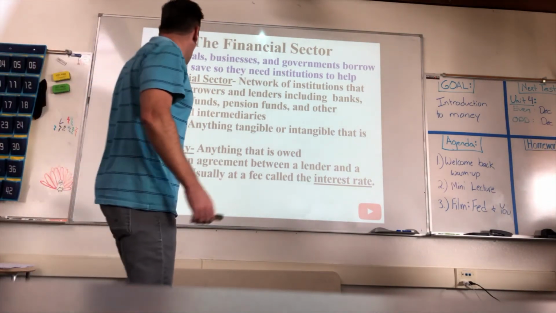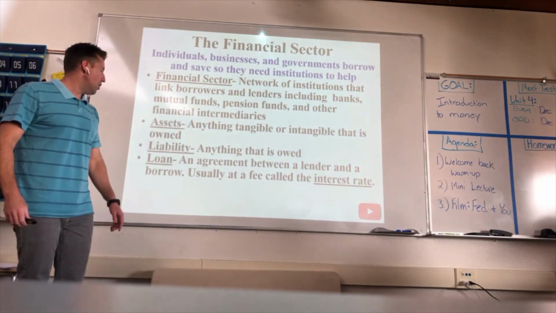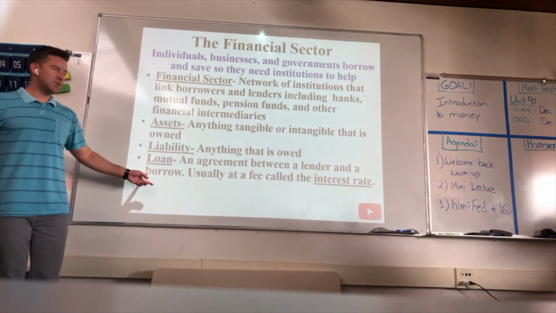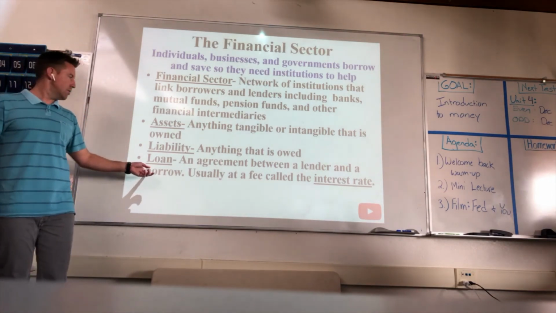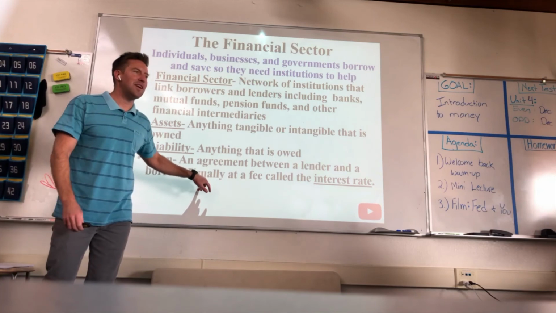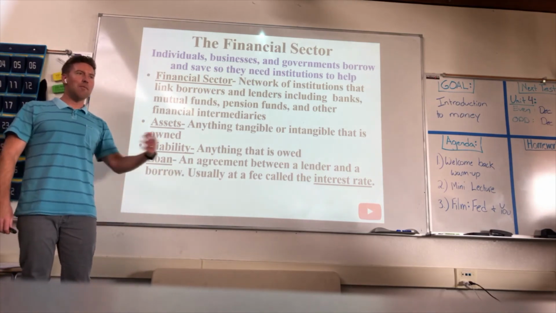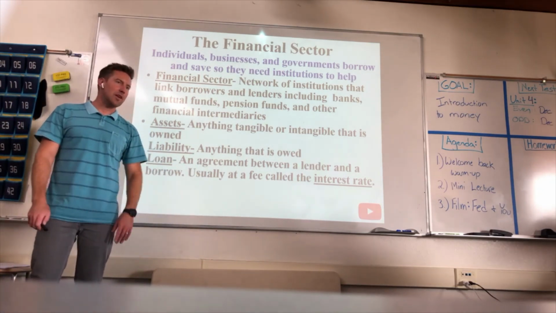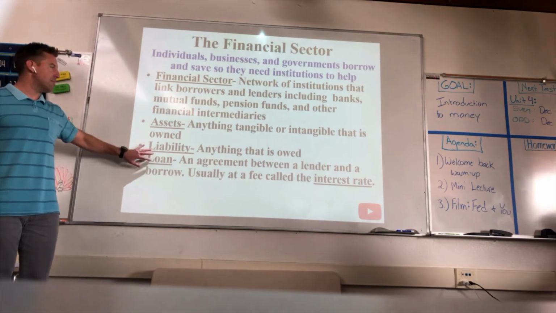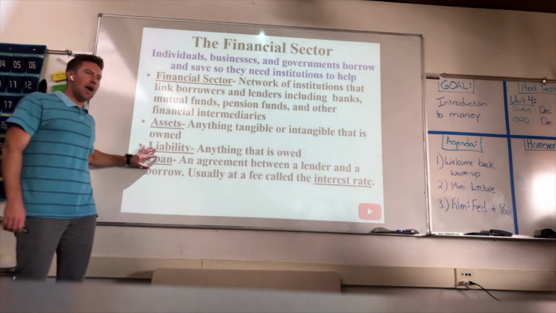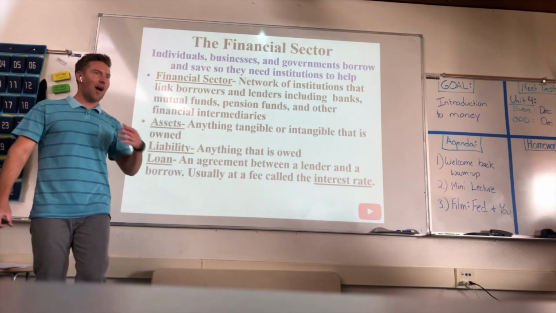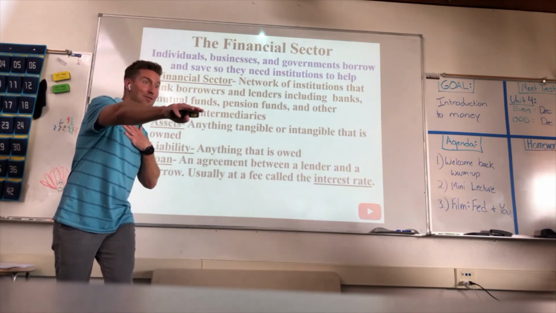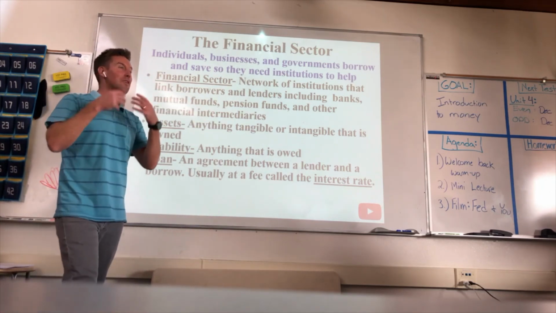Loans are an agreement between a lender and a borrower. Just pretend I wrote borrower here, not borrow. It's usually at a fee called an interest rate. So if I'm a bank and I make a loan to Lindsay, Lindsay's about to go to college. She's got to take out about 40 grand for that first year at 5%. Yikes! I'm feeling good about loaning you that money because you're smart. You're good to go. This is an asset for me.